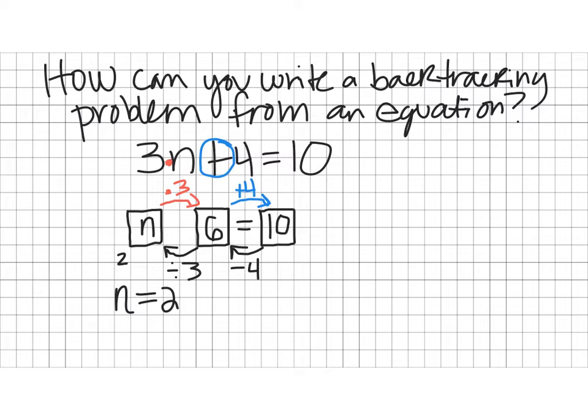Did you find that n equals 2? Let's check and see if it works. We need to do 2 times 3, which equals 6, and then 6 plus 4, which equals 10. And that is what we were supposed to get. So it worked.